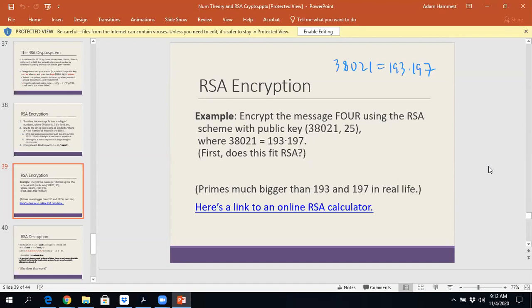How many 25s can I string together to still stay below this? 2, right? So how many letters does that translate into? 2 letters. So I can send 2-letter blocks, right? So the blocks are going to be 2 letters. That means I would break this thing up into FO and UR, and I would send that across once I encrypt those things.